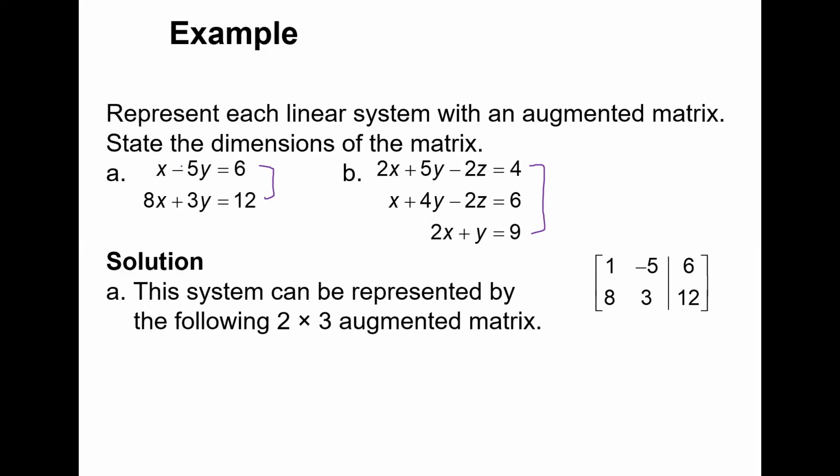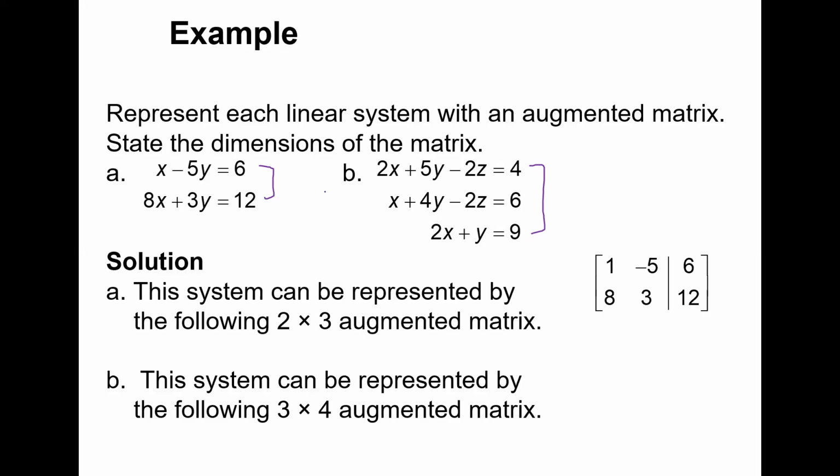So we have 1, then minus 5, equals 6. So that's our first row. And then 8, 3, and 12, that's going to be our second row. Now this one again, like I said, is going to be 3 by 4, and it's going to be 2, 5, minus 2, 4, and 1, 4, minus 2, 6, 2, 1, 9. And now notice we have a 0 here. So if it's nothing there, we have to plug in a 0. So that's going to be a key difference here: we don't usually write in a 0z, but in the matrix, we actually have to put that value in as a 0.